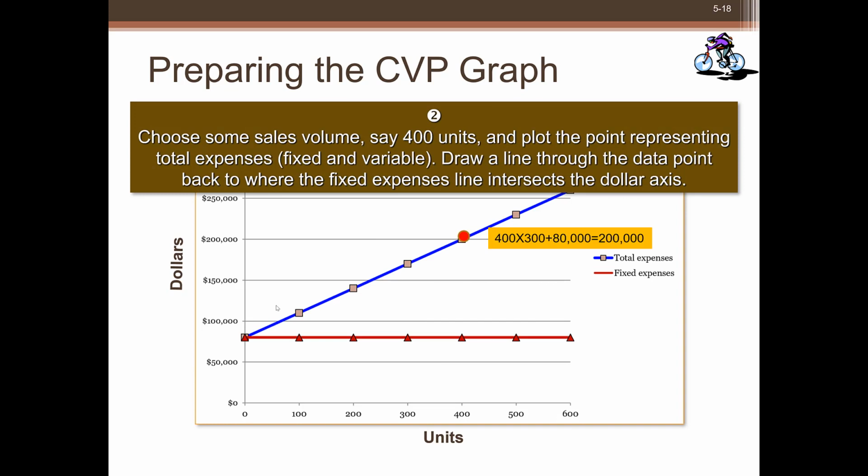Step 2, choose some sales volume, say 400 units, and plot the point representing total expenses, including both fixed and variable. Draw a line through the data point back to where the fixed expenses line intercepts the dollar axis. Here, that's a blue line. For total expenses, it's the fixed part 80,000 plus the variable part, 400 units multiplied by 300.